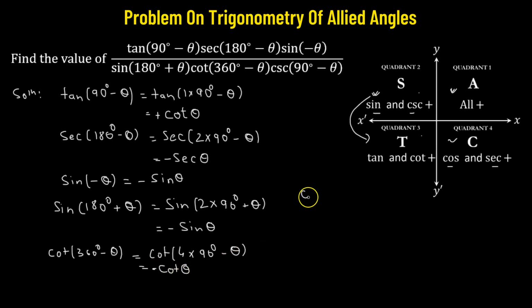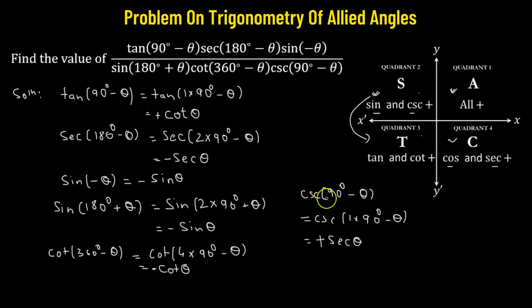And finally we come to cosecant of 90 degree minus theta. So that's equivalent to cosecant of 1 times 90 degree minus theta. So we have an odd multiple of 90 degrees. So cosecant must transform to secant. We're going to get secant theta. And we are in the first quadrant where everything is positive.